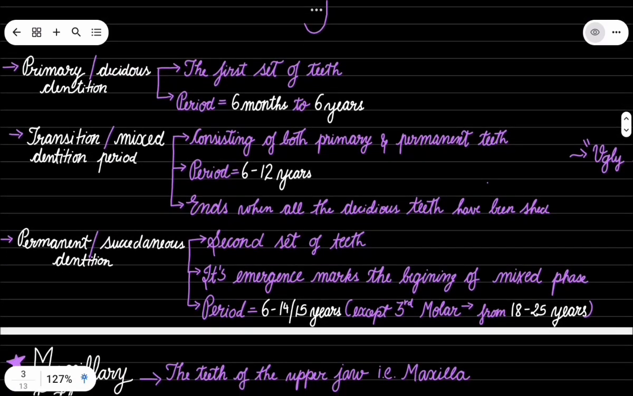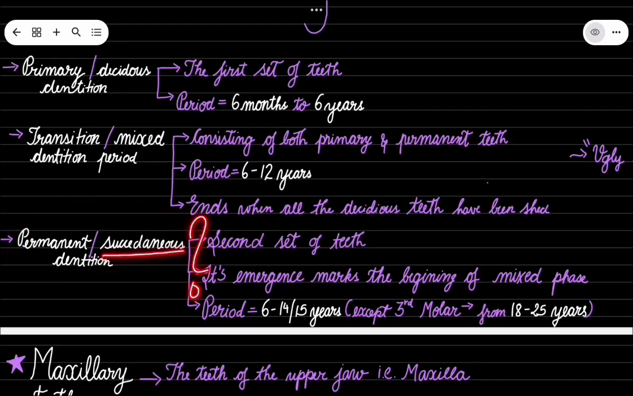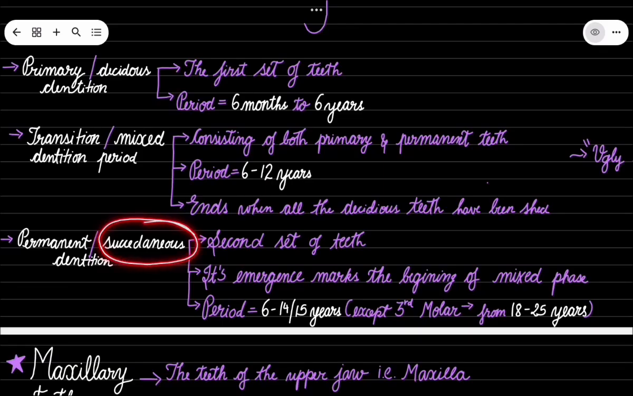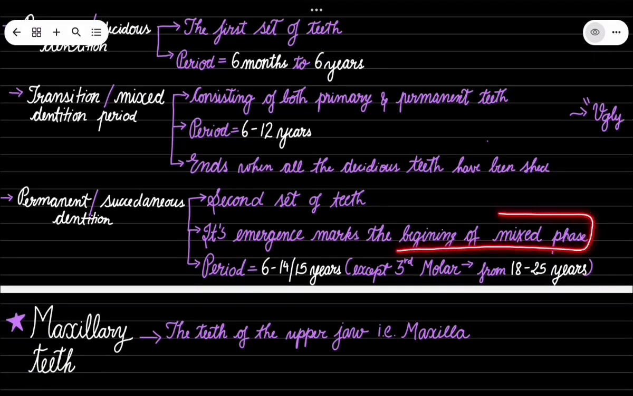Then we have the permanent or the succedaneous dentition. Now, what is succedaneous? Succedaneous means to succeed after another tooth. So, the tooth which will appear in the place of deciduous or primary dentition are called succedaneous dentition or the succedaneous tooth. Now, these are the tooth which will appear after the primary dentition. So, it is the second set of teeth. Now, when the permanent dentition appears at the age of 6 years, its emergence will mark the beginning of the mixed phase.